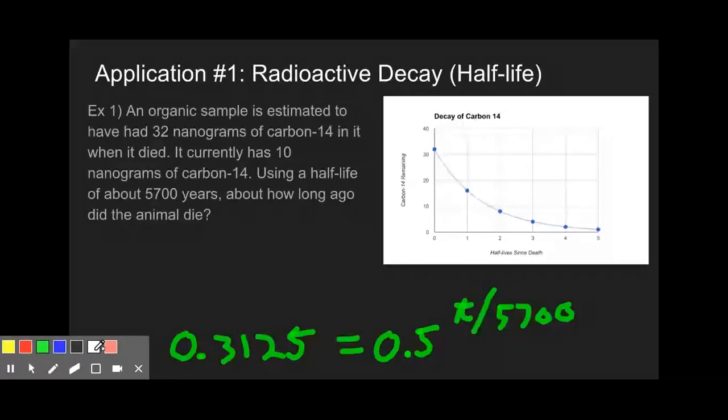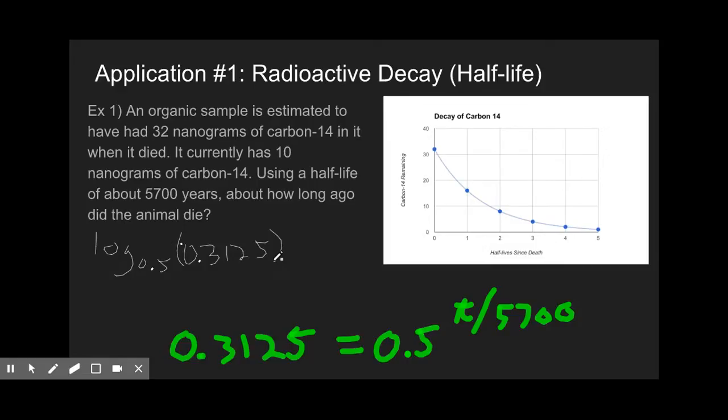Okay, so I'm going to take my expression now, and I have a base of 0.5. So I'm going to put log base 0.5 of 0.3125. And I know that's going to equal t over 5,700. Okay, so the left side I can put into my calculator. So this right here, I'm going to put in my calculator right here.